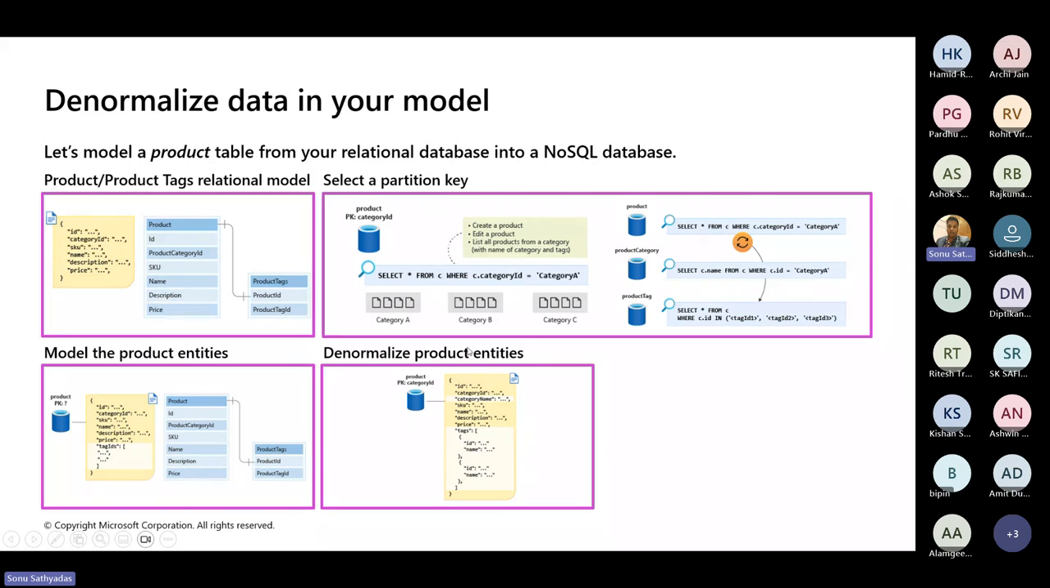For example, if I'm searching for a particular product category, instead of spreading the query across multiple partitions, the search query can hit a single partition. For example, select star from collection where category equals fruits, which means it directly goes to the fruits category and then gets all the fruits from there.